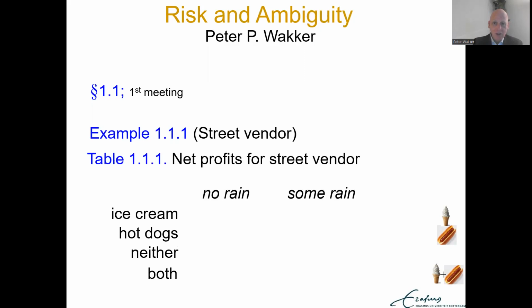There can be no rain, some rain, or all rain tomorrow. Now, for instance, if you do ice cream and no rain, then you make quite a bit of money. You make 400 euro. Some rain, then you make less, only 100 euro. All rain, then in fact you lose because you don't sell much. But ice cream, you can't keep it. It gets spoiled. You can't take it back tomorrow. So then you lose 400.